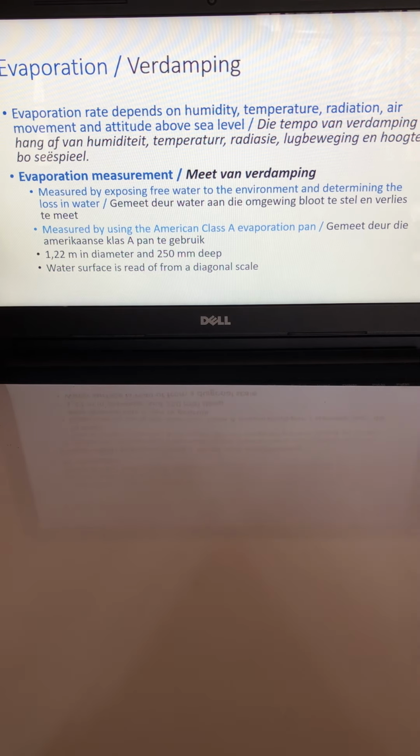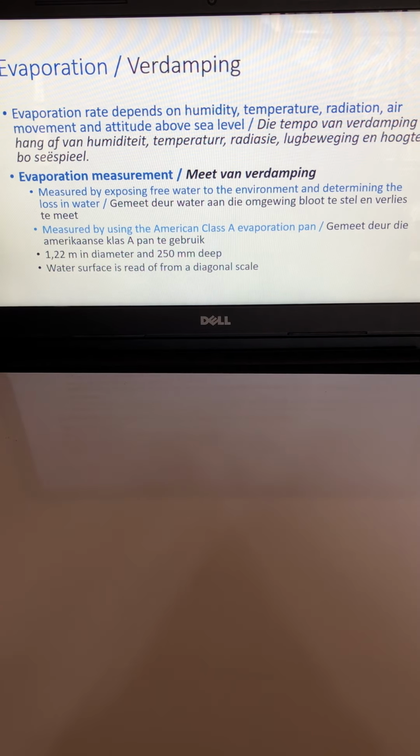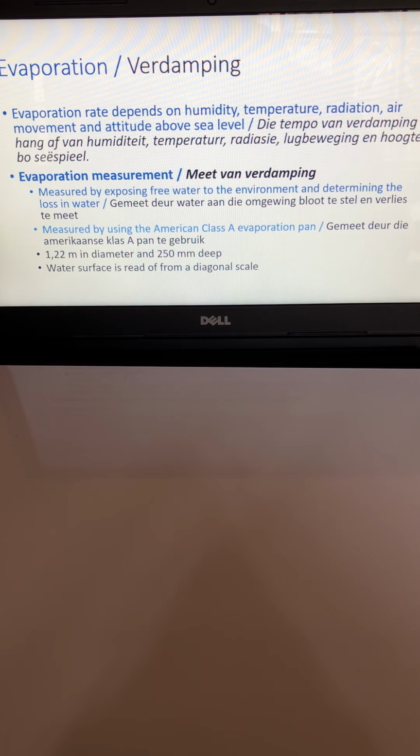So, the evaporation is the loss of water, and that happens due to humidity, temperature, radiation, air movement, and altitude above sea level. And so we can measure this, and the way in which we measure this is by something that's called a Class A evaporation pan. So basically, what we are doing is measuring the rate at which water evaporates out of a pan.